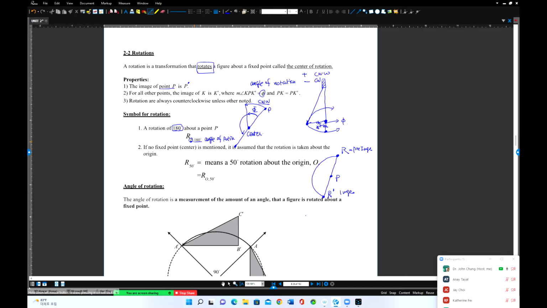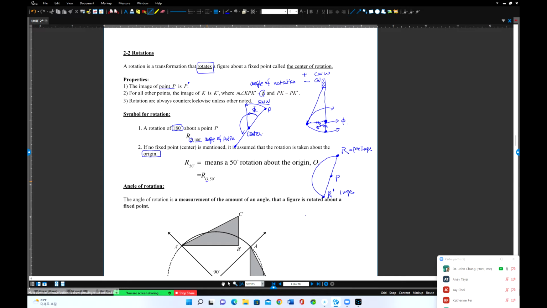Always the letter before over here, comma, that is the center. But sometimes there's no comma over here. If we have this, the center is the origin. If the center is the origin, then you have to write it down, and you can use this notation over here.